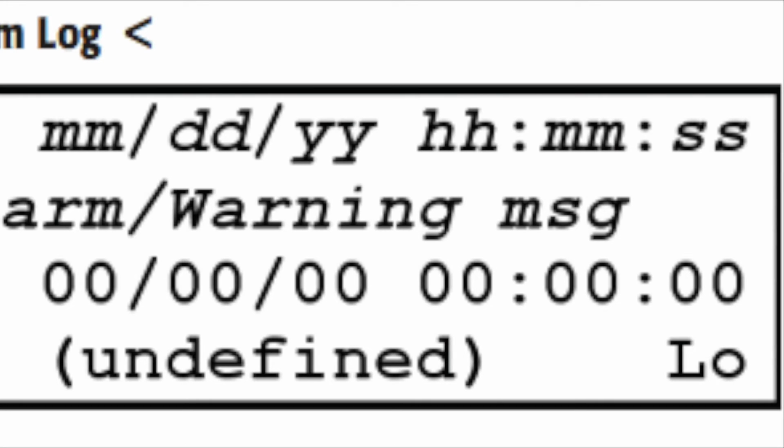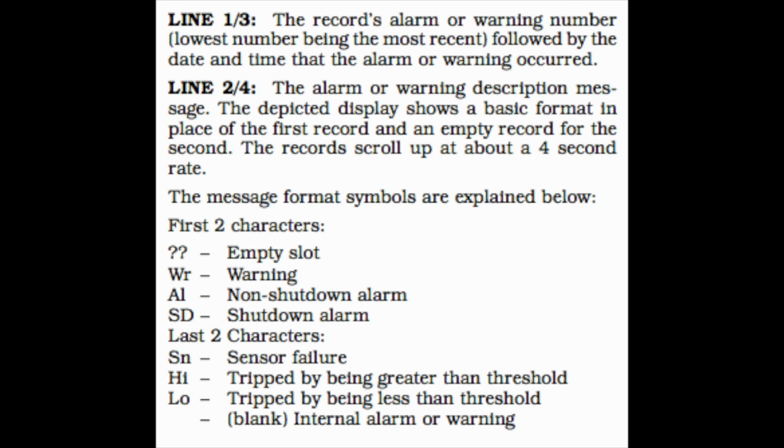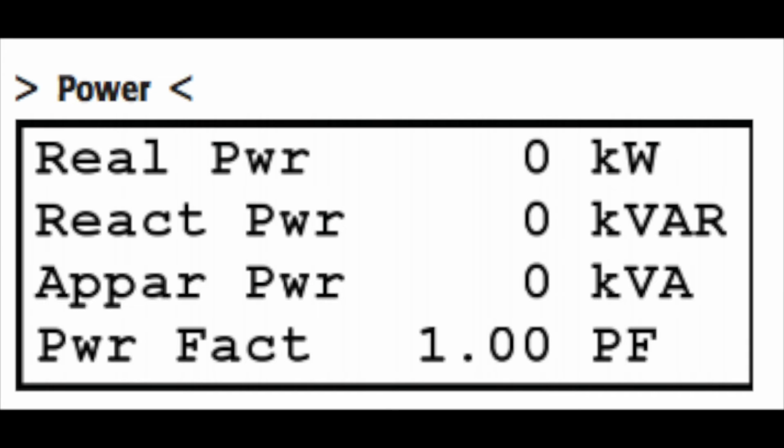And so the first 2 characters, here we see 2 question marks. That means it's an empty slot. WR is warning. AL is non-shutdown alarm. SD, shutdown alarm. And then on those last 2 characters, we see SN for sensor failure, HI for tripped by being greater than threshold, and LO, tripped by being less than threshold, and then blank, that's an internal alarm or warning.